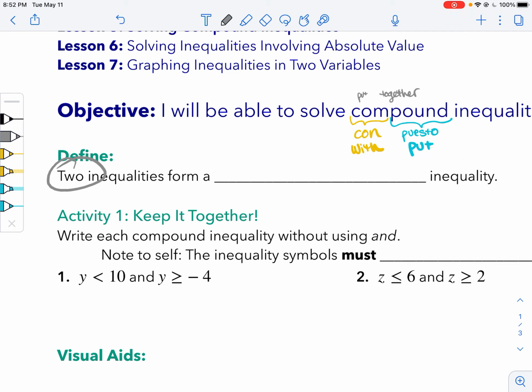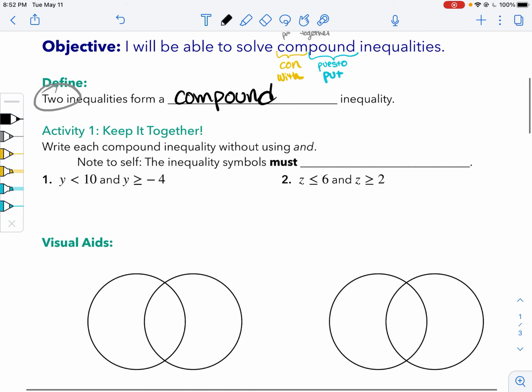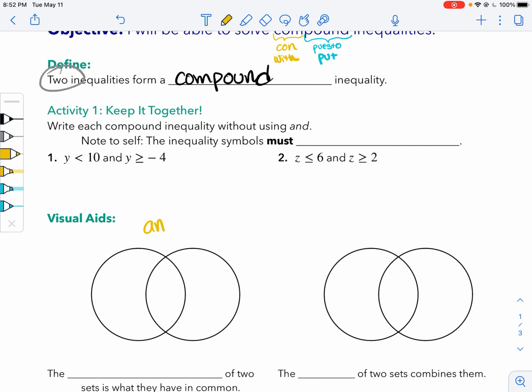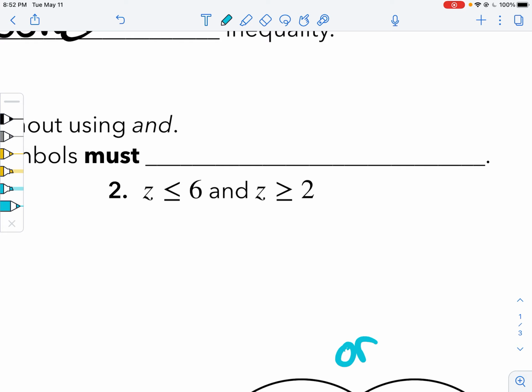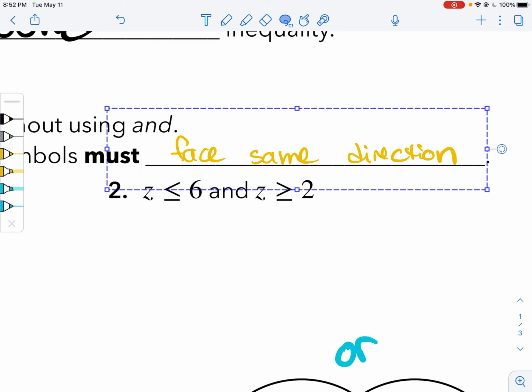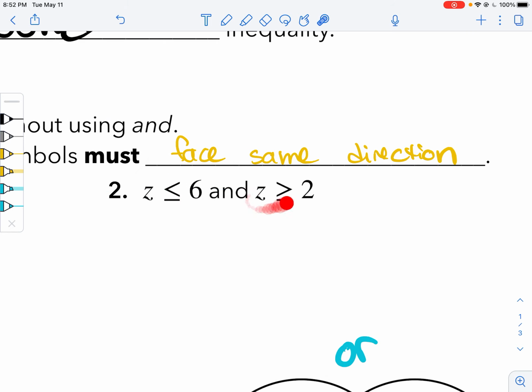So we call it two inequalities forming a compound inequality. We can join them together with either and or. But when you do that, you need to make sure that the inequality symbols face the same direction. That is, you can't have this nonsense right here. We have z is less than 6 and z is greater than 2. So you need to switch them around.